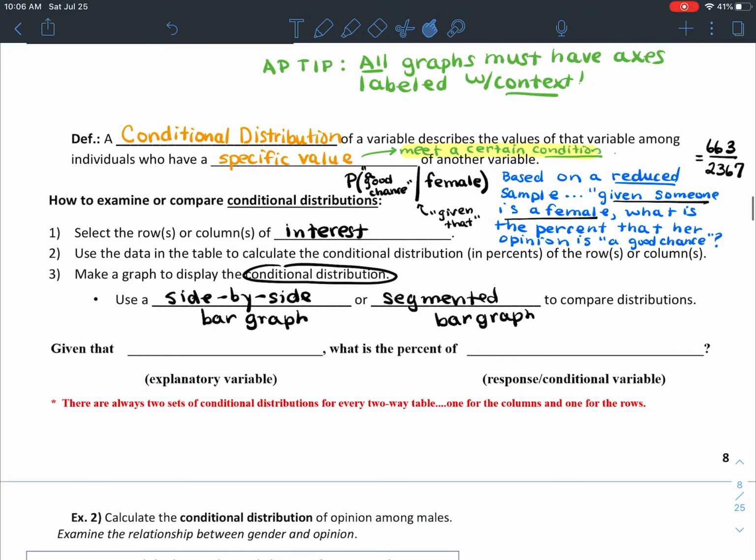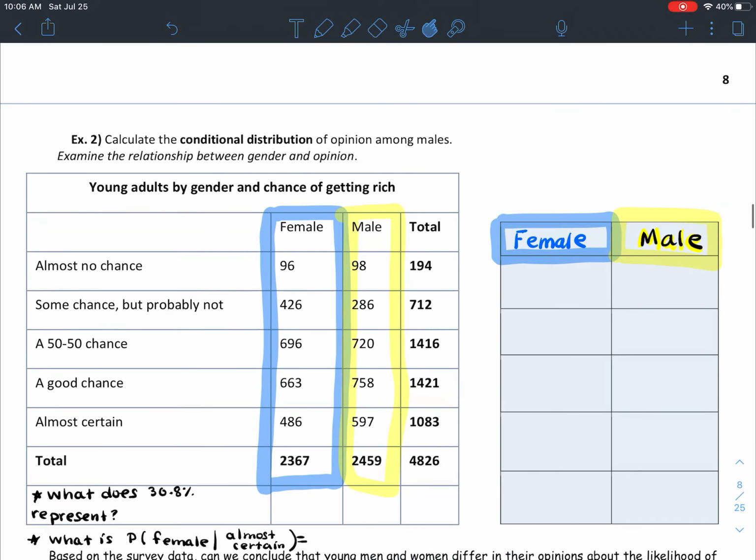What you see at the bottom here is just a template: given that, and in my example, if someone is a female, what is the percent answering a good chance? There are always two sets of conditional distributions for every two-way table, because you could do it for the columns or you could do it for the rows. So let's take a look here. This is asking us to calculate the conditional distribution of opinion among the males. When it says among the males, that means the males are going to be the reduced sample size. So that's what I'm going to focus on now.